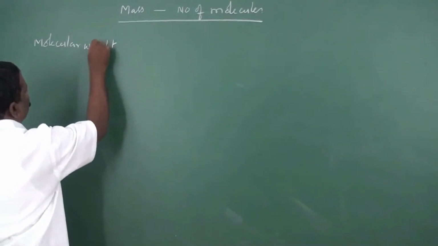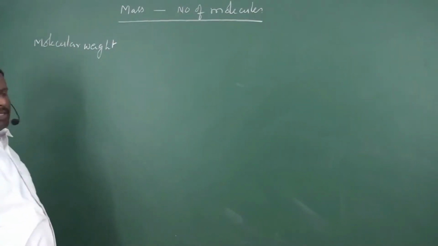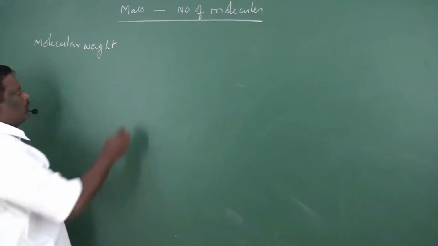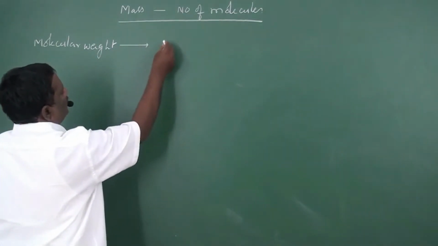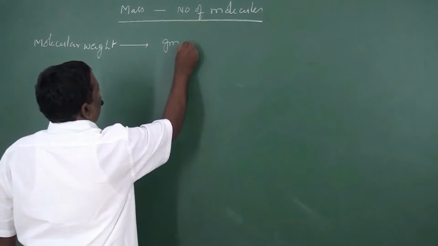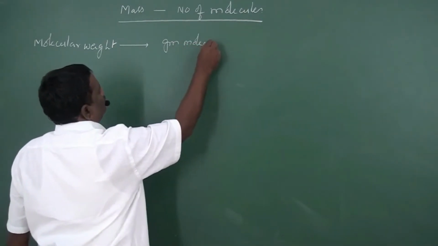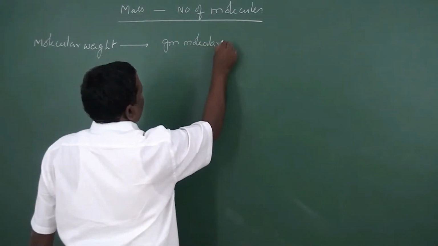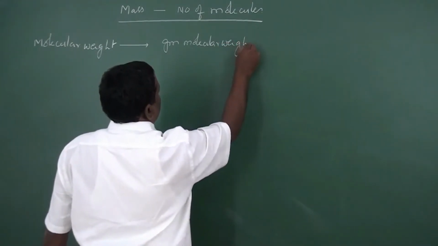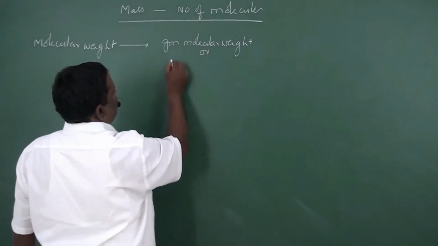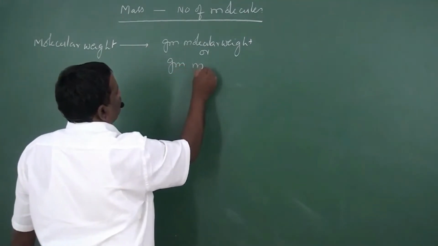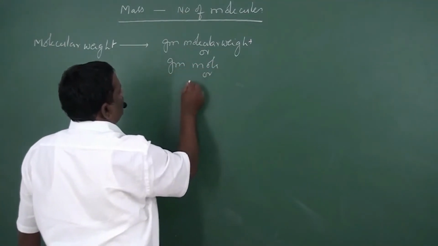So, molecular weight. If you take any substance in grams equal to its molecular weight, then it is said to be gram molecular weight. This is also called a gram mole, and is also called a mole.